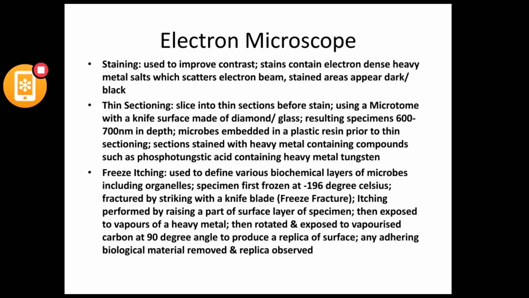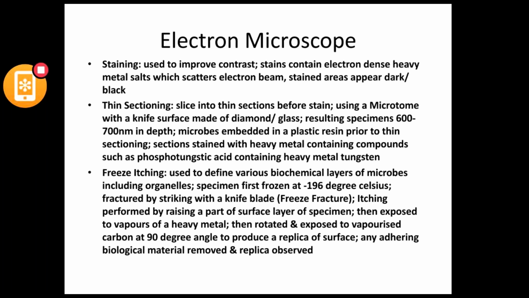So what are we doing in thin sectioning? The specimen is sliced into thin sections before staining. So before staining, we are performing thin sectioning. Fine. So how are we doing this? We are going to observe a bacterial cell, or a viral cell, or whatever it is. So now we are going to slice the bacterial cell or viral cell into thin sections. How is it possible? Just go to the third step, that is freeze etching. What are we doing there? Freeze etching is used to define various biochemical layers of microorganisms, including organelles.